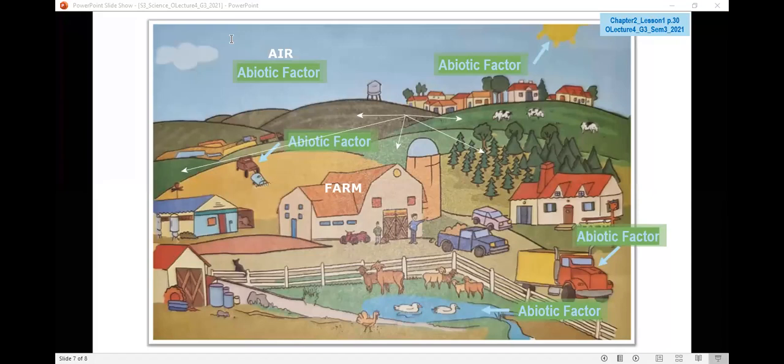Instead of saying non-living thing, you should start saying abiotic factor. What are non-living things also called? Abiotic factors. Read it with me. Abiotic factors. Abiotic factors are non-living things.